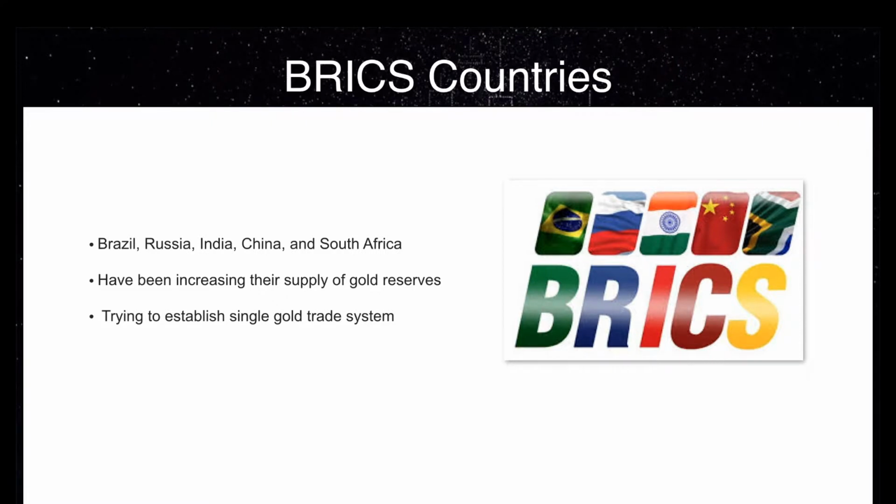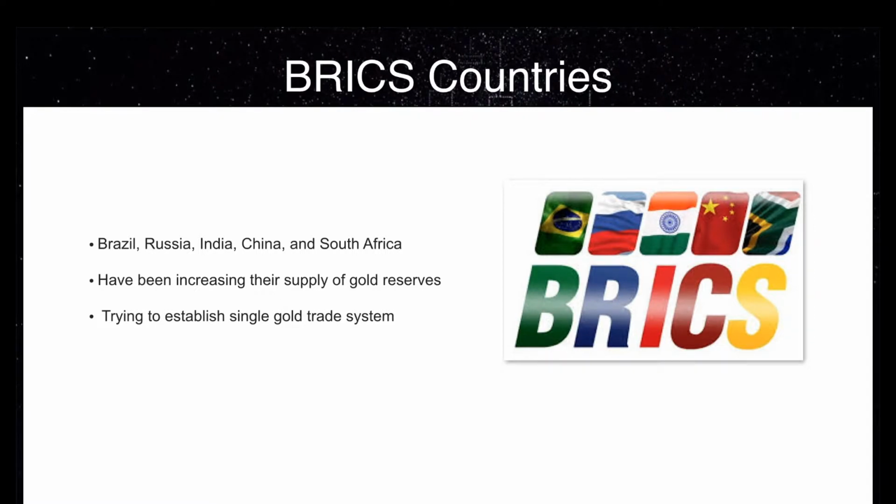And so there's this group of countries called the BRICS countries, and that essentially stands for Brazil, Russia, India, China, and South Africa. And what these countries have been doing in recent years is they have been increasing their supply of gold reserves. If you do your own research, you can see that all these countries are now gathering gold. They're mining for more gold. And so what they're trying to do, these BRICS countries, is establish a single gold trade system. And I believe China and Russia are leading that charge within this BRICS system or partnership, where they are exclusively trading gold with each other.